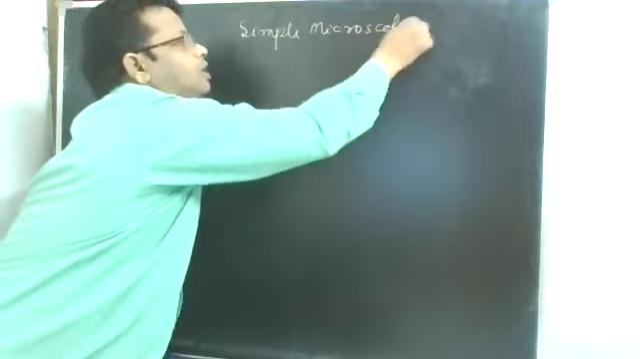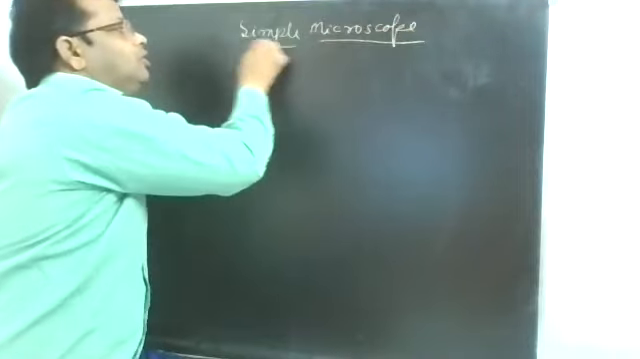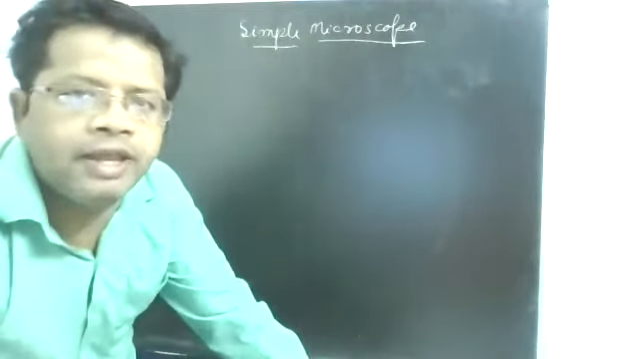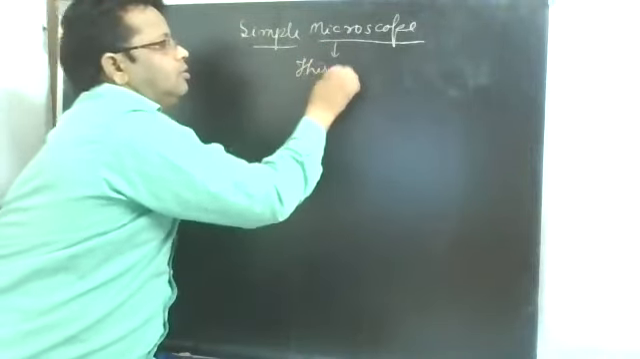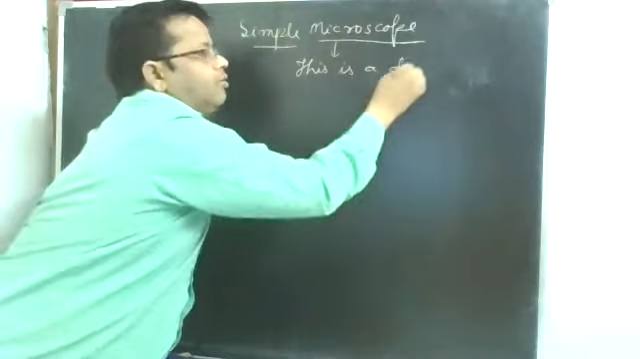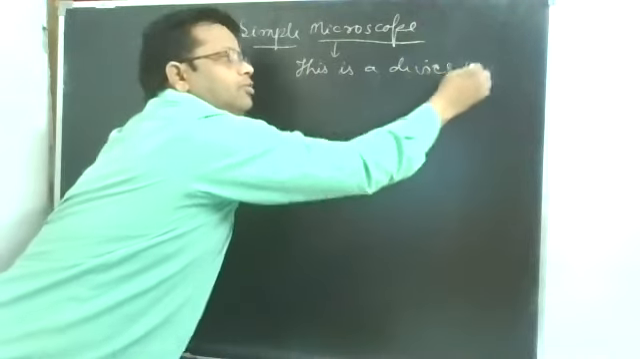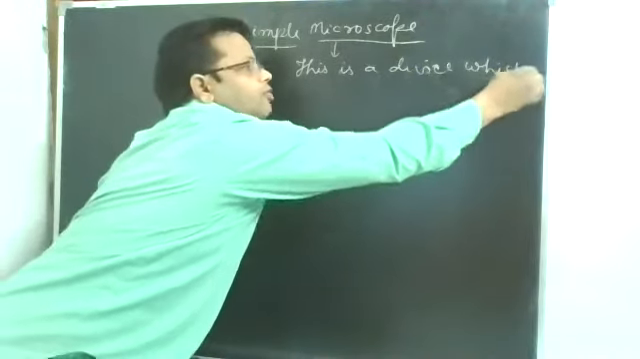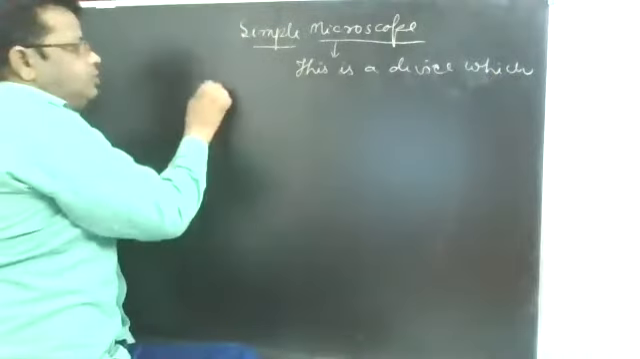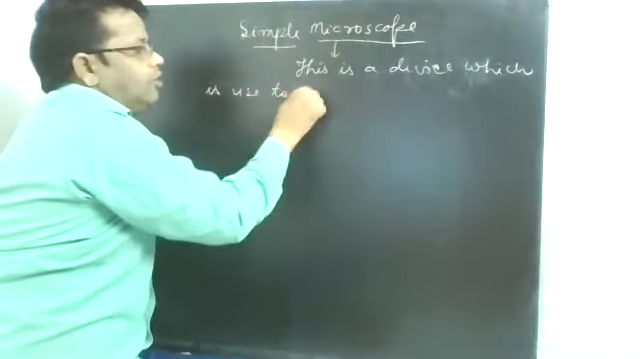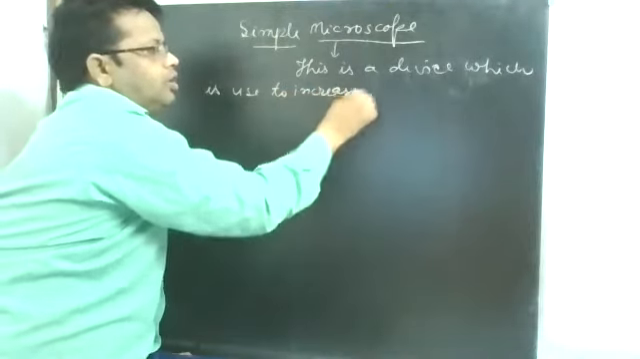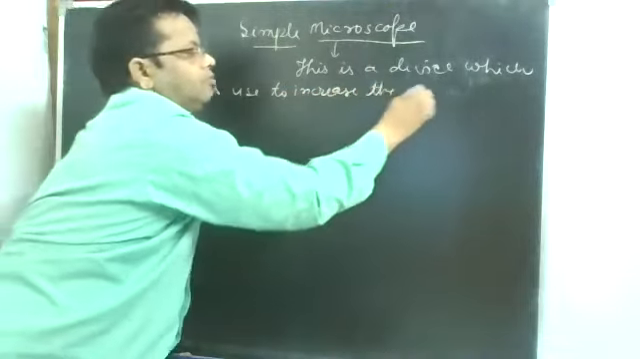So, what is a microscope? This is a device which is used to increase the angle of vision.